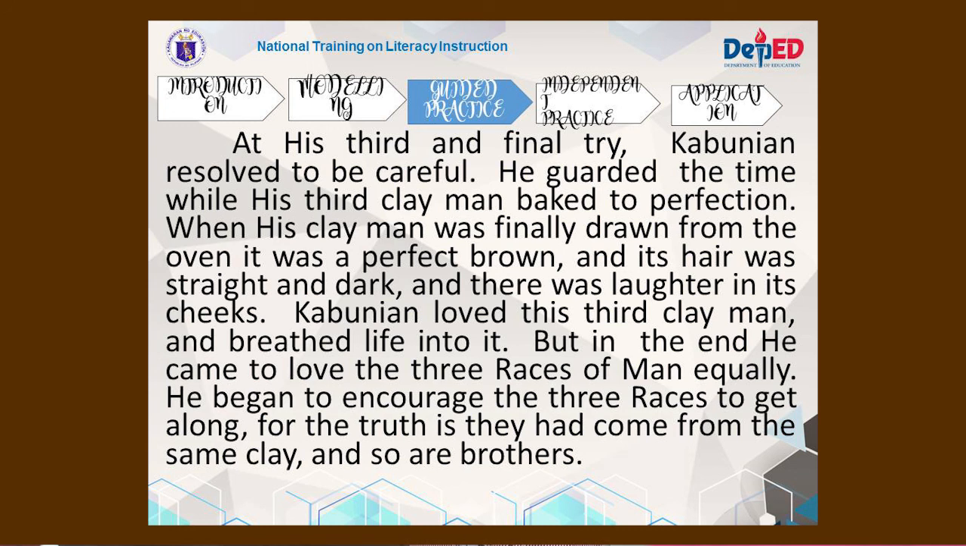At his third and final try, Kabunian resolved to be careful. He guarded the time while his third clay man baked to perfection. When his clay man was finally drawn from the oven, it was a perfect brown, and its hair was straight and dark, and there was laughter in its cheeks. Kabunian loved this third clay man. He began to encourage the three races to get along, for the truth is they had come from the same clay, and so are brothers.